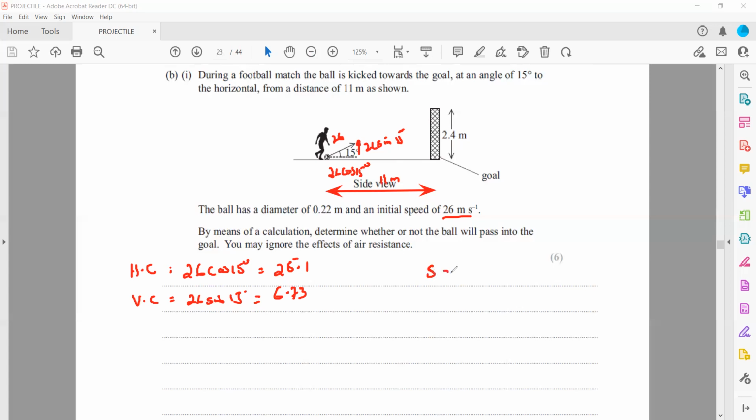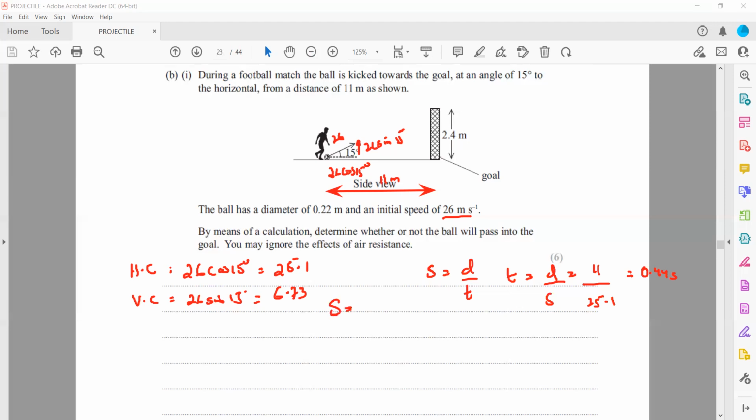We will have a formula: speed is equal to distance divided by time. So time is equal to distance divided by speed. The distance is 11 and the speed, we'll take the horizontal component, which is 25.1. So 11 divided by 25.1 is 0.44. So it takes 0.44 seconds to cover these 11 meters. Now, if it takes 0.44 seconds, at what height is this ball above the ground? Whenever we are finding the height, we use the vertical component.